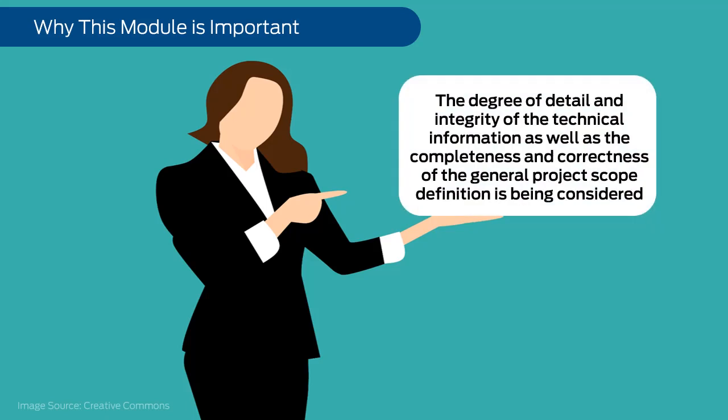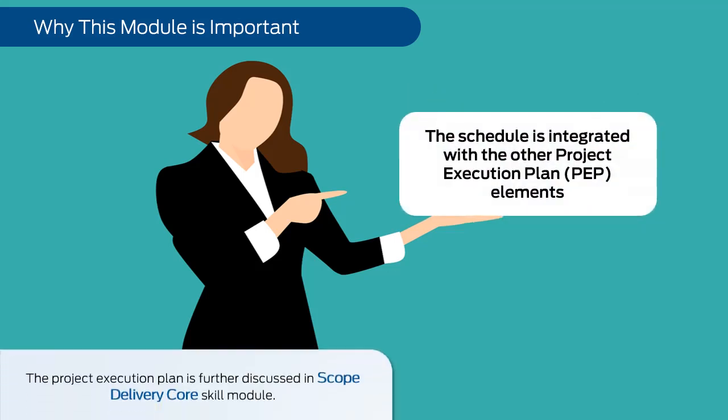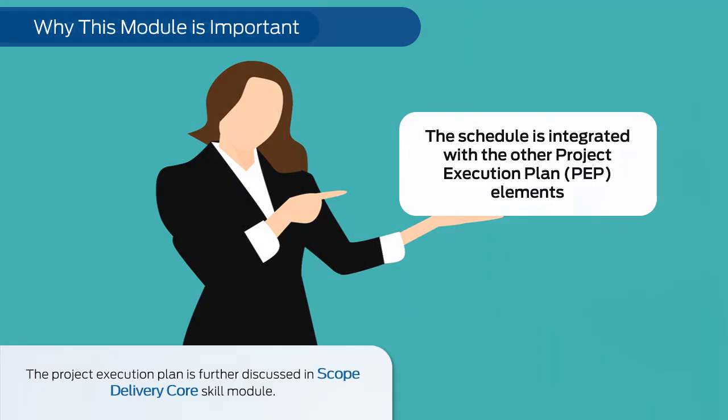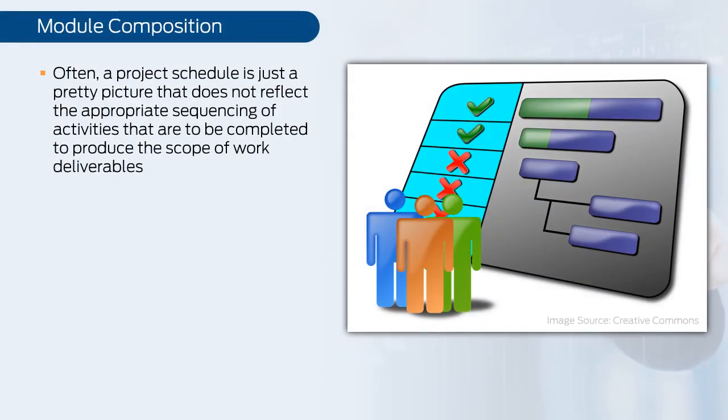The degree of detail and integrity of the technical information, as well as the completeness and correctness of the general project scope definition, is being considered. The schedule is integrated with the other project execution plan (PEP) elements. Often a project schedule is just a pretty picture that does not reflect the appropriate sequencing of activities that are to be completed to produce the scope of work deliverables.